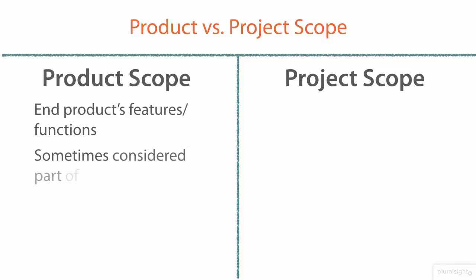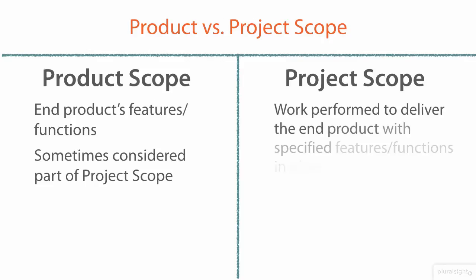Sometimes product scope is considered to be simply part of project scope. Especially in less complex projects, we don't necessarily separate these two. However, in bigger projects, it's important to be able to separate out what's required for the product itself and what's required from a more administrative sense to make that project come to life.